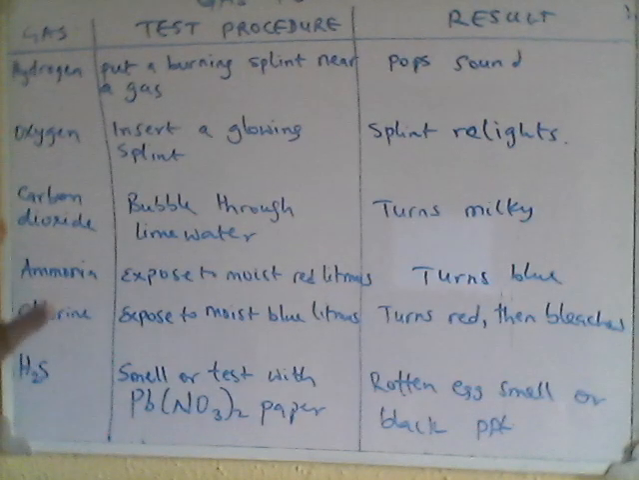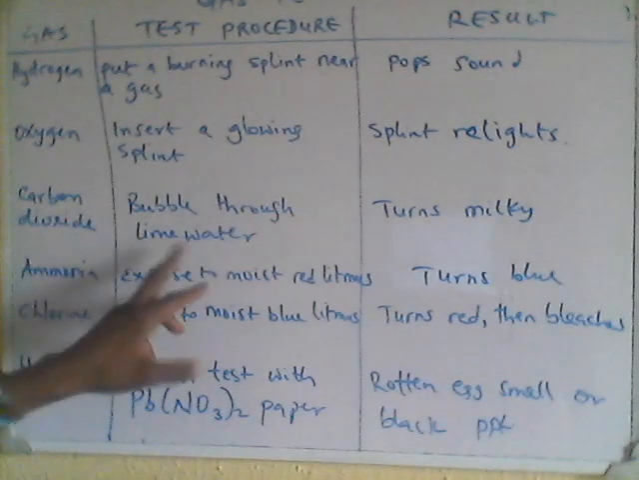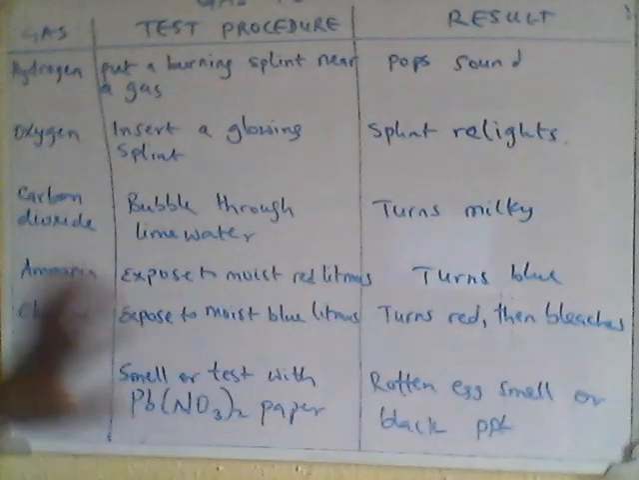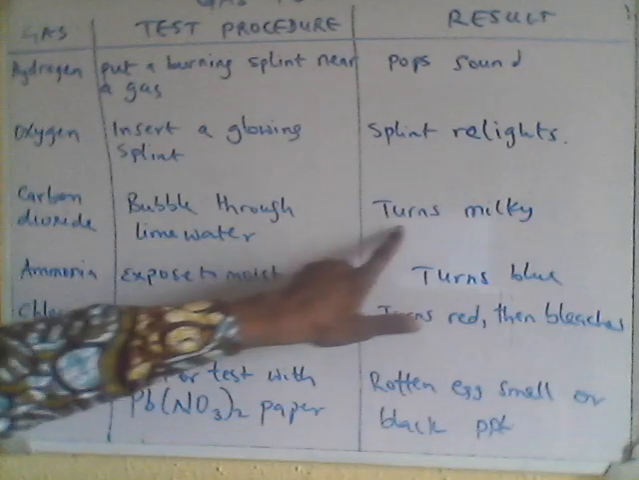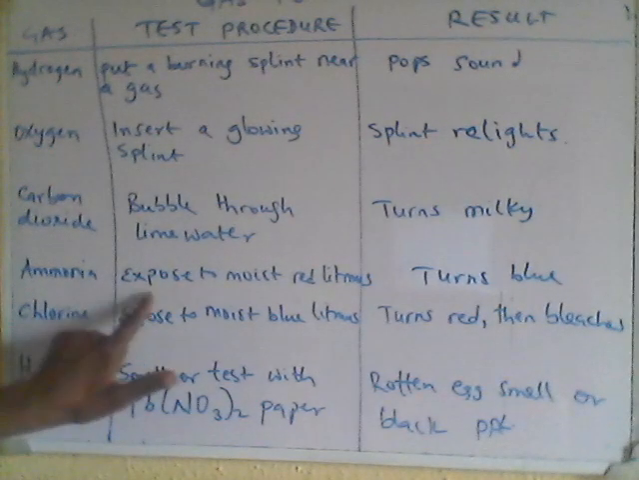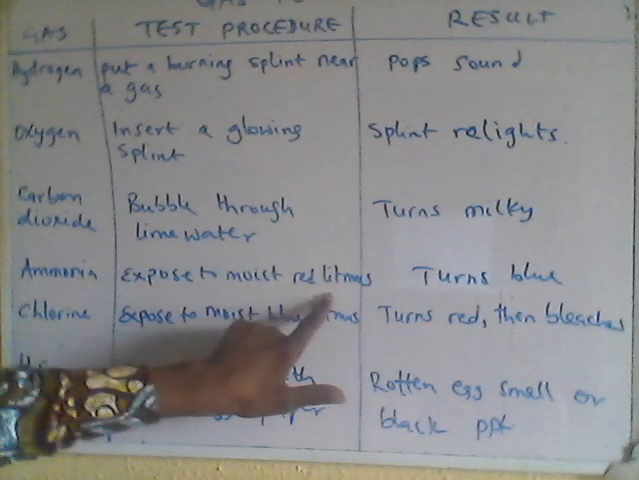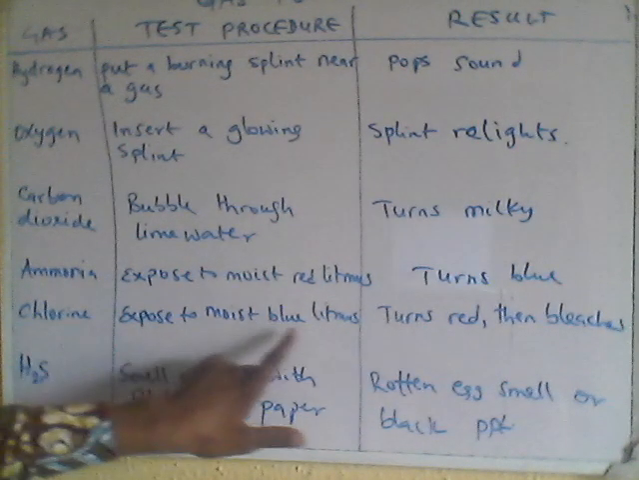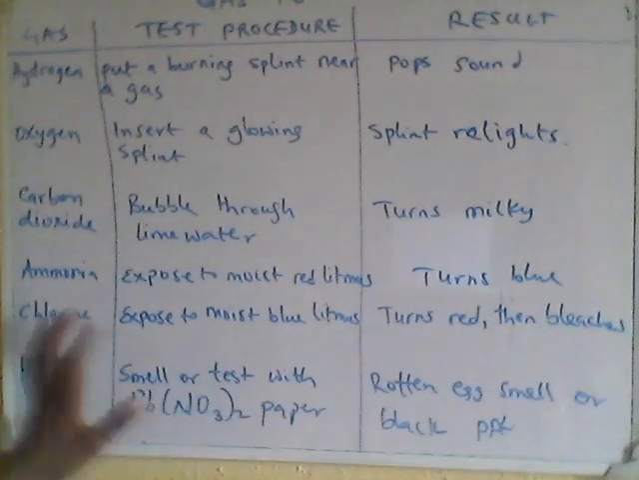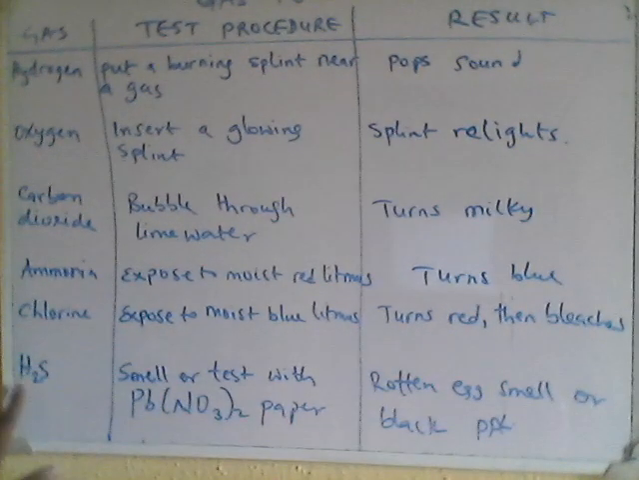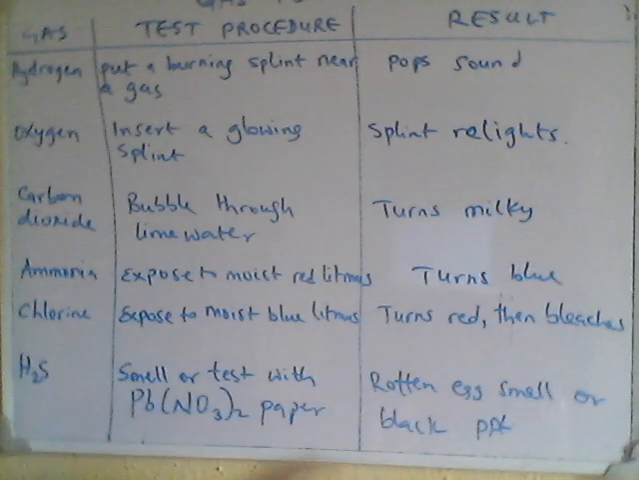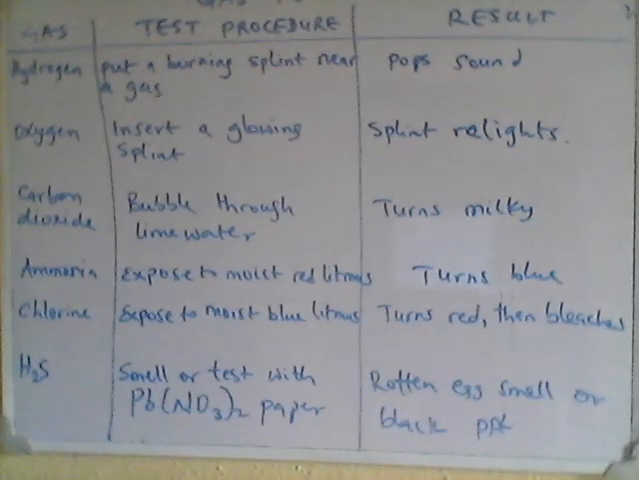So for carbon dioxide, if you bubble it through lime water, it turns lime water milky. This one is very basic. For ammonia, if you expose ammonia to moist red litmus paper, it turns blue. If you expose chlorine to moist blue litmus paper, it turns red and then bleaches. So chlorine bleaches. And finally, for hydrogen sulfide, the smell of it is a rotten egg smell. Or if you test with lead nitrate paper, what you see is a black PPT.